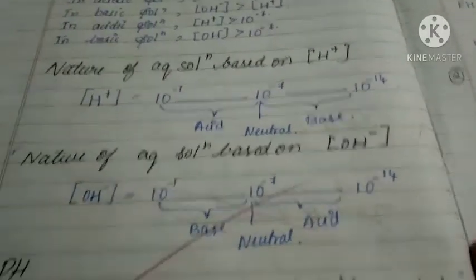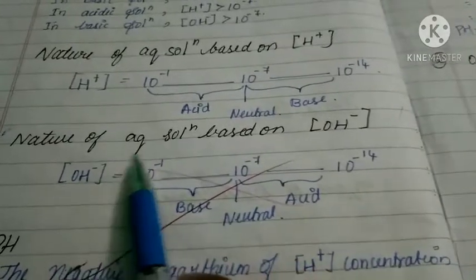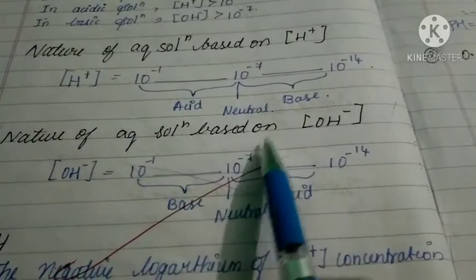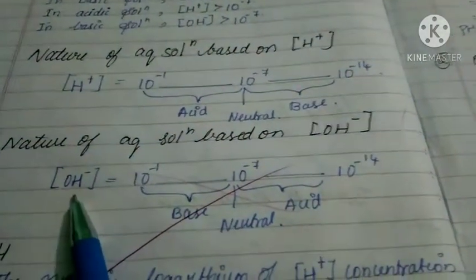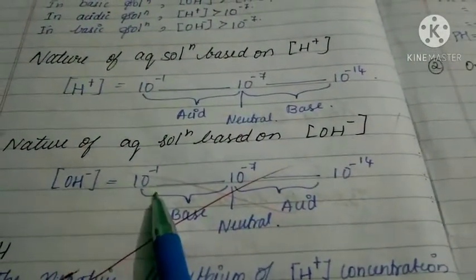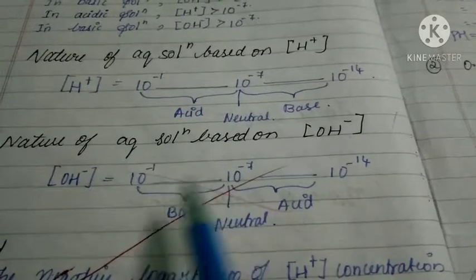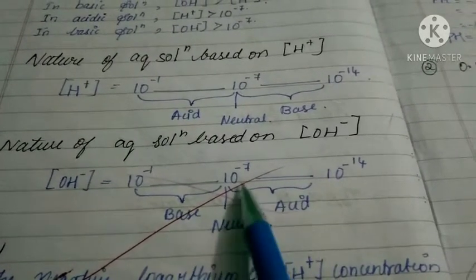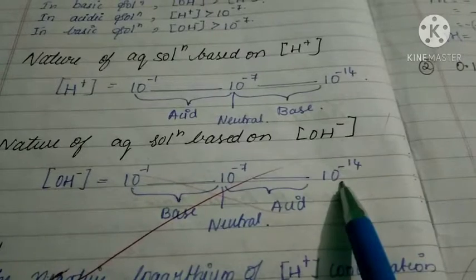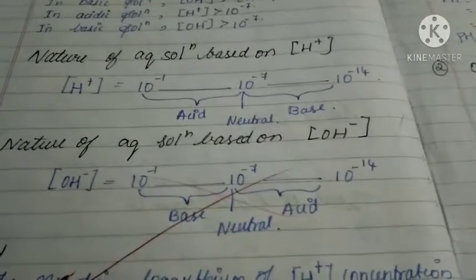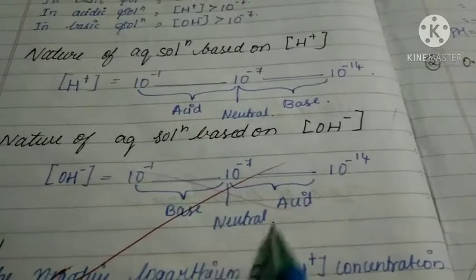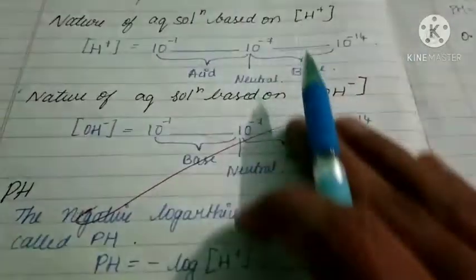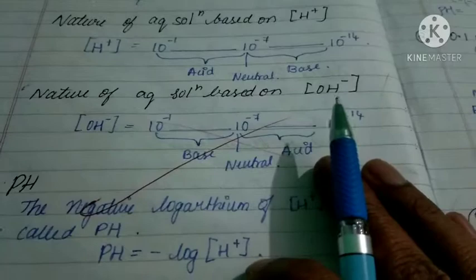Next point. Nature of aqueous solution based on OH minus. In the previous case, it was based on H plus. If OH minus concentration lies between 10 to the power of minus 1 to 10 to the power of minus 7, that will be base. If it lies between 10 to the power of minus 7 to 10 to the power of minus 14, that will be acid. If it is exactly equal to 10 to the power of minus 7, that will be neutral. So these are the points based on H plus and OH minus ion.